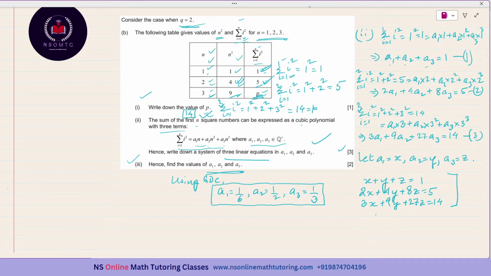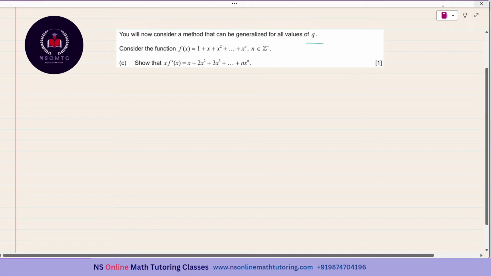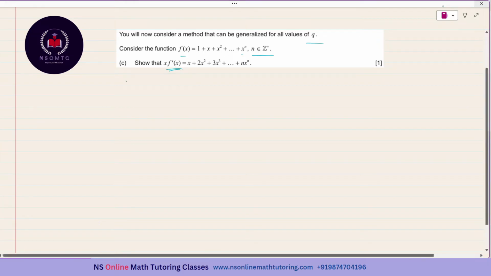Moving on to subpart C. You will now consider a method that can be generalized for all values of q. Consider the function f of x equal to 1 plus x plus x squared plus dot dot dot plus x to the power of n, where n belongs to the set of positive integers. Subpart C, show that x times f dash of x, that means the first derivative of f of x, equal to x plus 2x squared plus 3x cubed plus dot dot dot plus n x to the power of n, containing just a single mark.